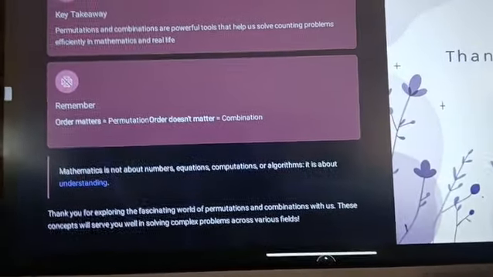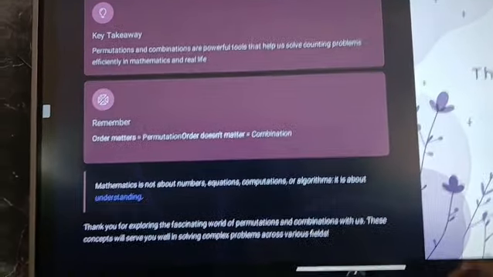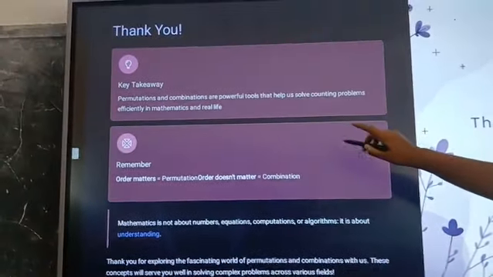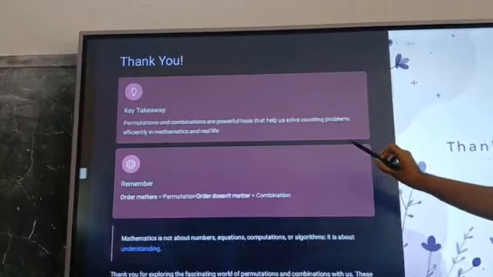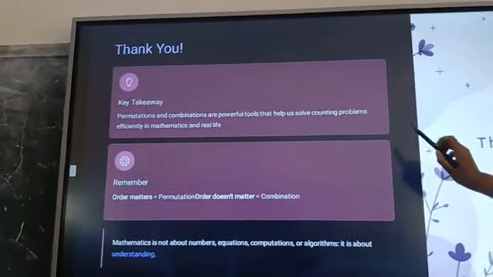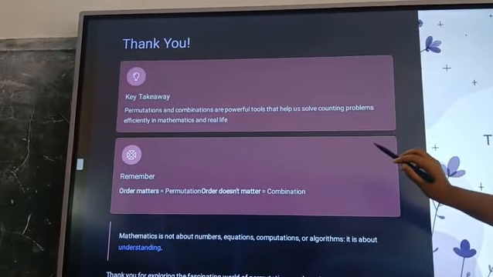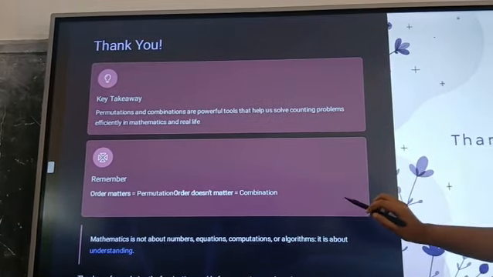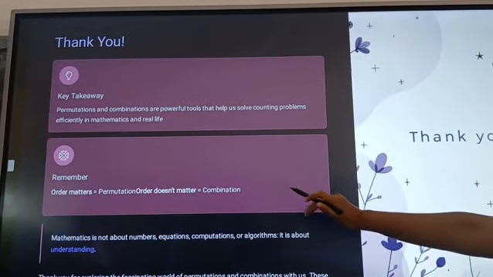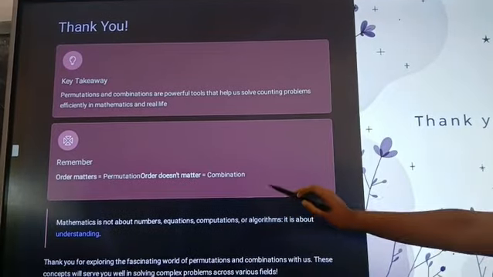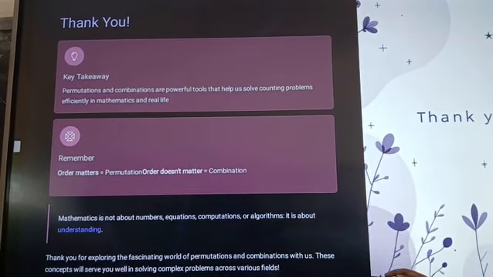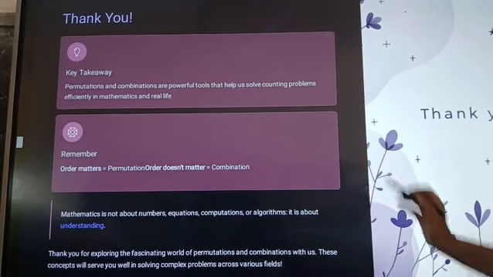And lastly, I would like to thank everyone for listening to this. Some key takeaways: permutation and combinations are powerful tools that help us solve counting problems efficiently in mathematics and real life. And the thing to remember is that where order matters, it is permutation, and where order does not matter, it is combination. Thank you.